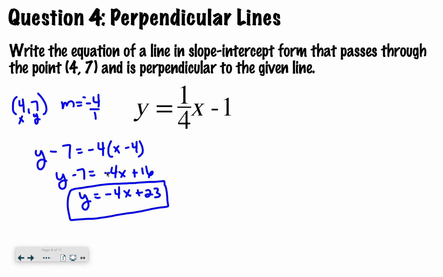And then you distributed -4 times x, -4x. -4 times -4 is positive 16. Then you added 7 to both sides to get y equals -4x plus 23. Okay. If you have questions about that at all, please be sure to reach out for some help. I'm happy to help you. Let's move on to our last example for today.